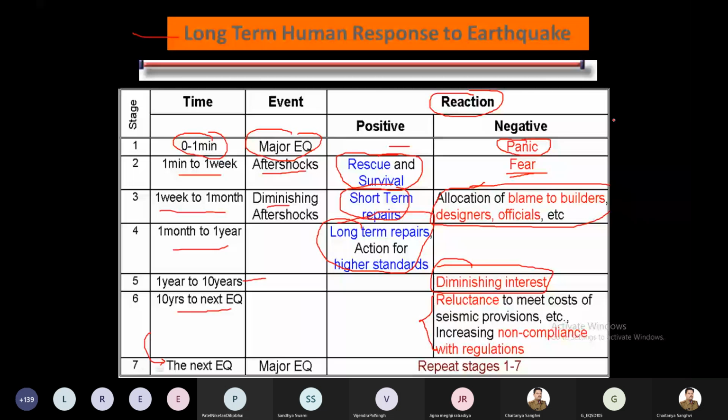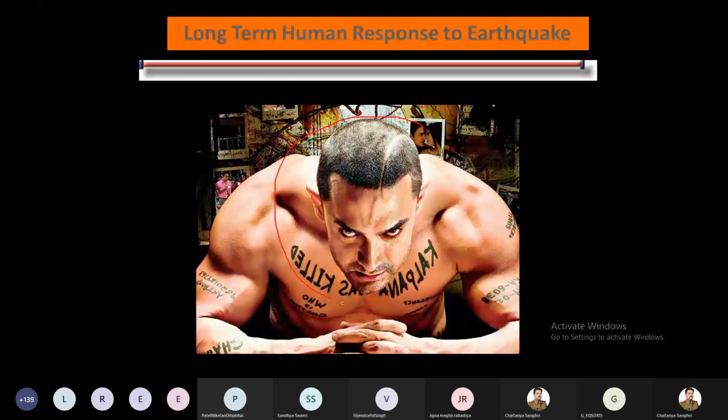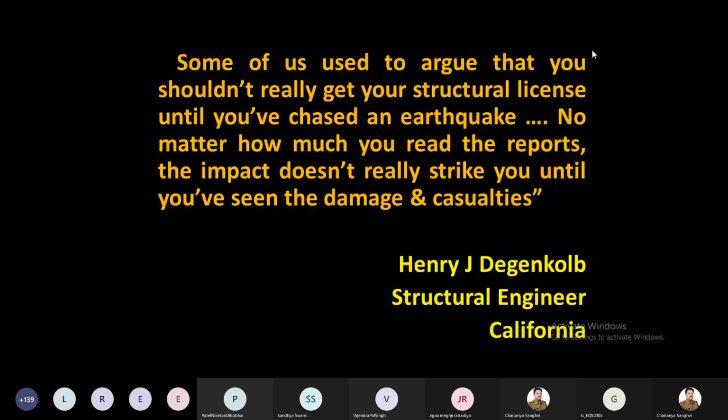And this is the picture of Ghazni, a memory loss, right? And generally we are observing there's a memory loss all the time as far as earthquakes are concerned, right? So don't be a Ghazni, and we have to remember this earthquake for the safety of the people, for a better nation, right? And therefore, Henry Degenkolb, the structural engineer of California, has said this most appropriate line. Some of us used to argue that you shouldn't really get your structural license until and unless you have chased an earthquake.